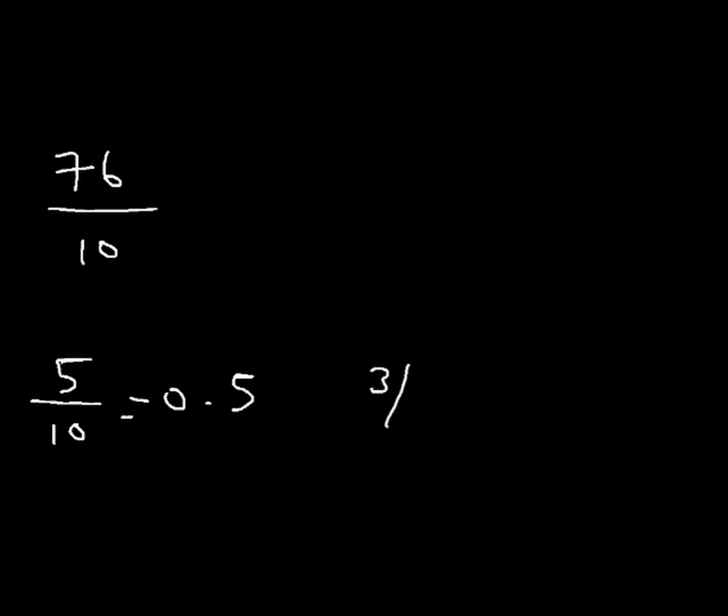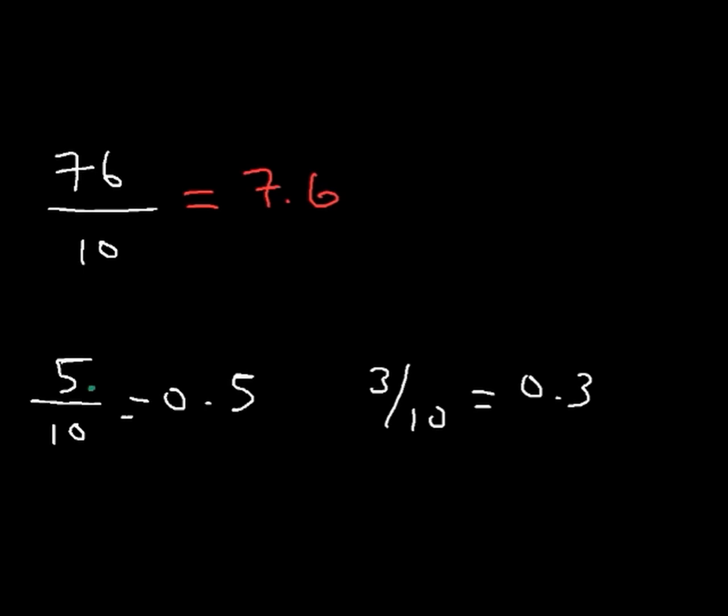Now what about this one? What's 76 divided by 100? Actually, before we do that, let's do this one. 76 divided by 10. Now when we said 5 over 10, we said that was 0.5. 3 over 10 was 0.3. So what do you think 76 over 10 is equal to? 76 over 10 is equal to 7.6.